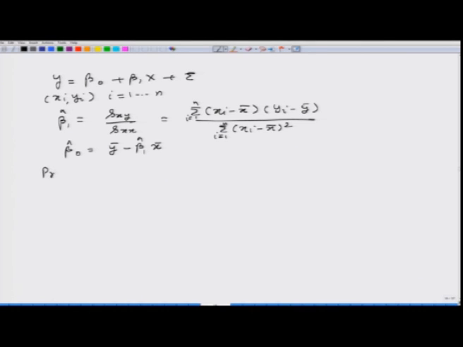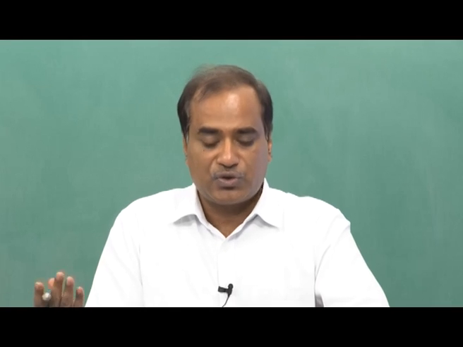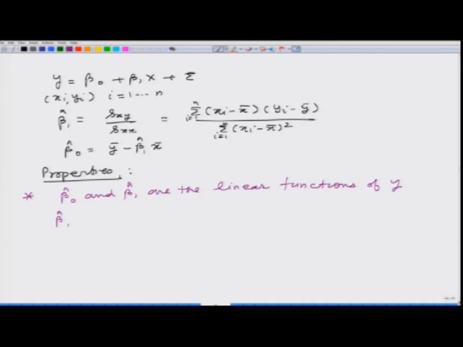Now, let us try to investigate the properties of beta 0 hat and beta 1 hat. One thing we can see here is that both beta 0 hat and beta 1 hat are linear functions of y. What does this mean, and how can I show it? Let me take beta 1 hat here. Beta 1 hat is given by summation xi minus x bar times yi minus y bar upon summation xi minus x bar whole square.